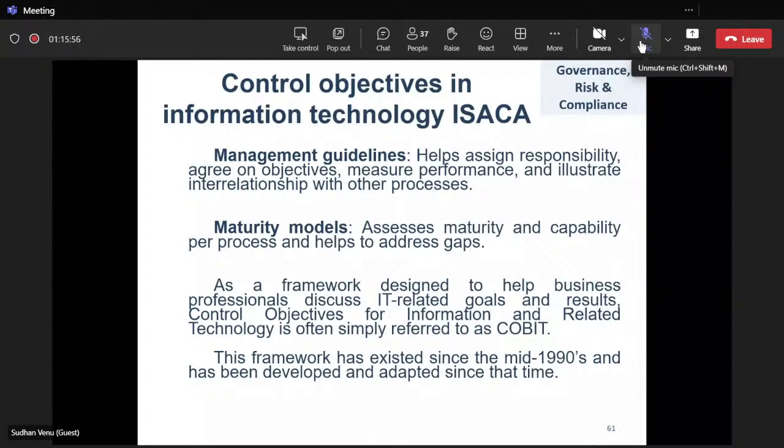And for the maturity model, we have the CMM model. Similarly, they have defined a maturity model, which assesses the maturity and capability per process, and helps to address where the gap is in the control objectives. It is a framework designed to help business professionals, which is discussed in the IT related goals, and which is result oriented. The control objectives for information and related technologies is often simply referred to as COBIT, and the framework has existed since the mid 1990s and has been developed and adopted since that time.